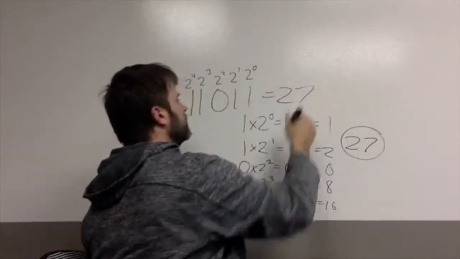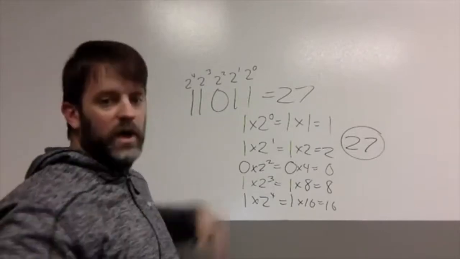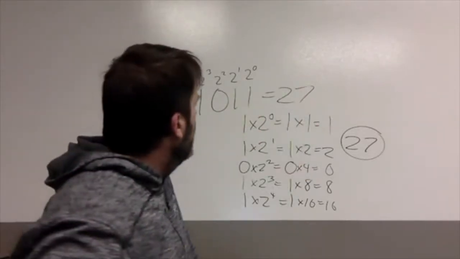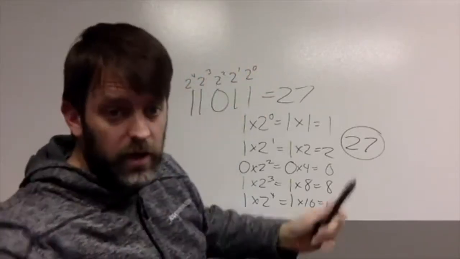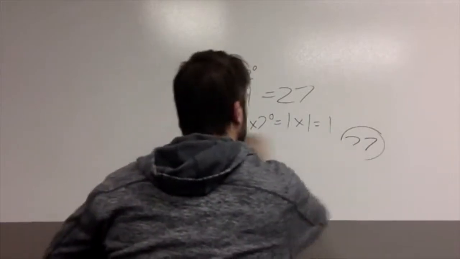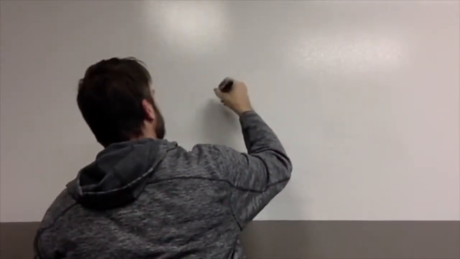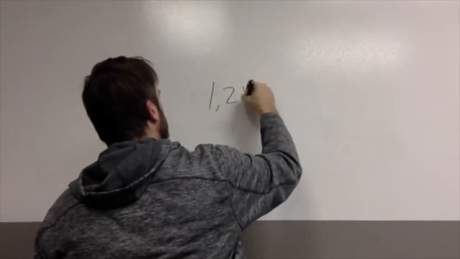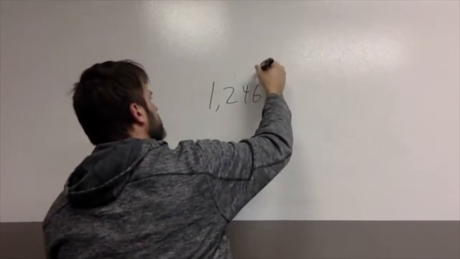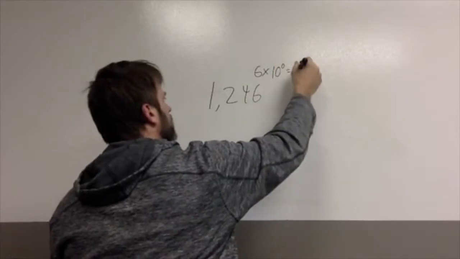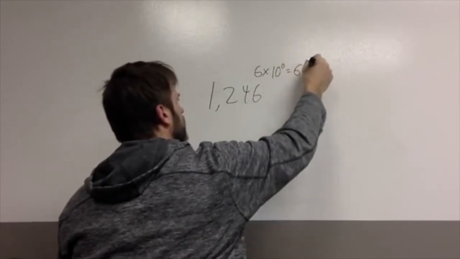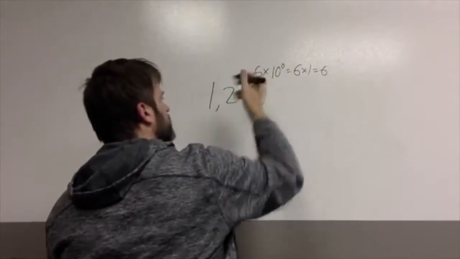So in binary, it's 11011. In decimal, it's 27. That's how you would do it mathematically, because each place represents 2 to a certain power. We don't normally think of our decimal numbers that way, but they actually do work that way. If you have 1,246 things, this is 6 times 10 to the 0 power. 10 to the 0 power is 1. So this is worth 6.